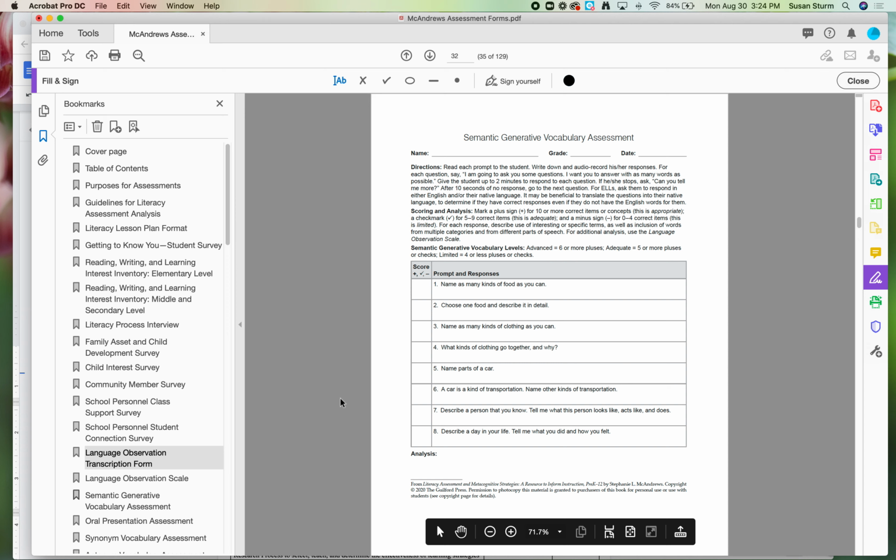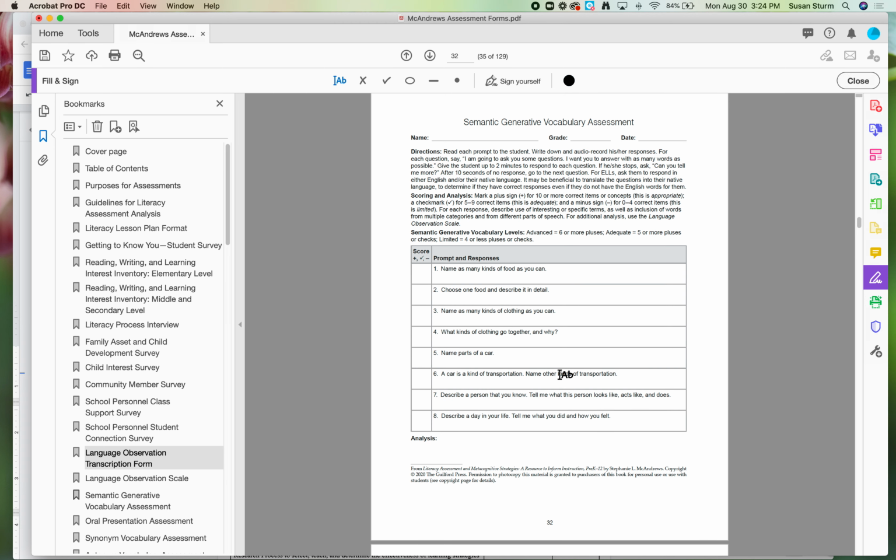5 or more pluses is considered adequate. That's where you generally want your kiddos to land, in adequate. And then 4 or fewer pluses or checks will be considered limited, has a limited semantic generative vocabulary. And then there's an analysis section where you're going to write the overall findings that you have.